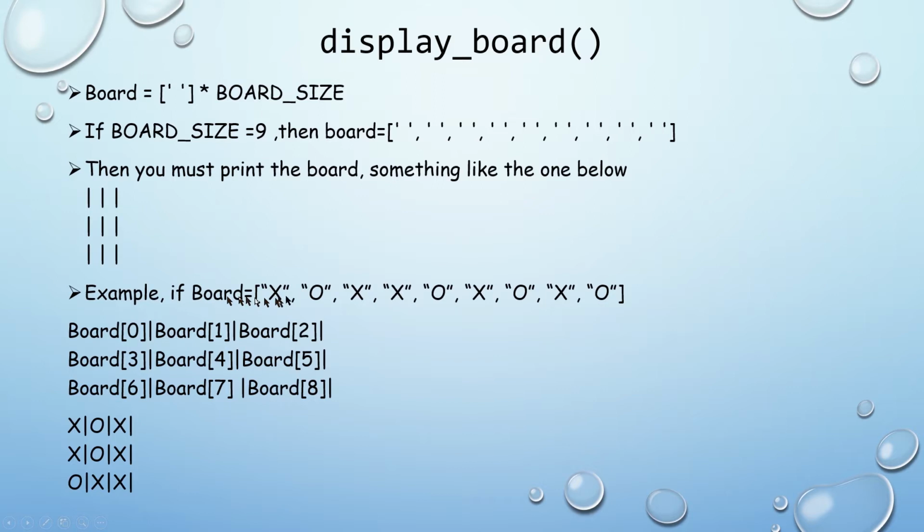For example, if the board is like this, having these characters, you need to take the first character, which is index 0, index 1, index 2, and so on. So you need to implement some necessary code to print something like this. As you can see, you need to come up with something like this. But if you want to do a different design, it's your choice, you can do it. So let's move on.